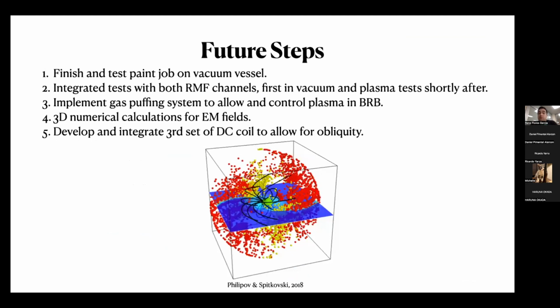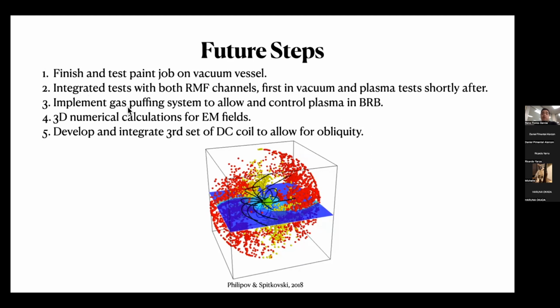In the future steps, first of all, we have to finish and test the paint job on the vacuum vessel. Even though aluminum oxide has some good properties, we still need to test it to make sure that we took the right decision in that painting. Afterwards, we will set up the coil form alongside the vacuum vessel inside BRB and conduct tests with both the RMF channels, both the sine and the cosine, and make sure that those vacuum results show us the same as the computer simulations. Otherwise, redo the job and see how we can make it better.